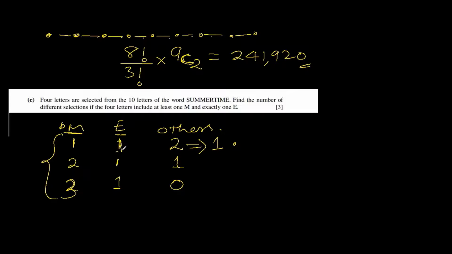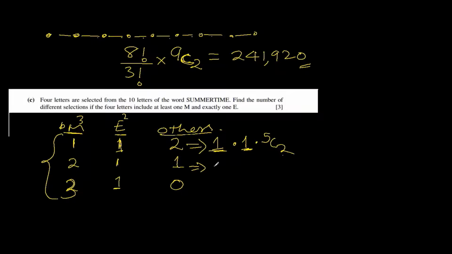Similarly, E is exactly 1 out of the 2. So we have just one E, we don't know which one we selected. But what creates problem is the others. So there are total, how many? 10 letters. 3 M's are gone. 2 E's are gone, so 5 are gone, so we are left with 5. Out of those 5, we have to select remaining 2, right? Because 1 is M, 1 is E, and we have to select 2 from the rest of them so that they total become 4. 4 letters are to be selected.